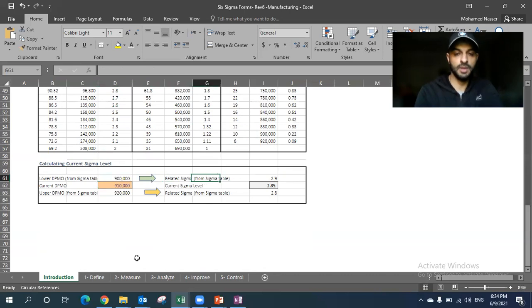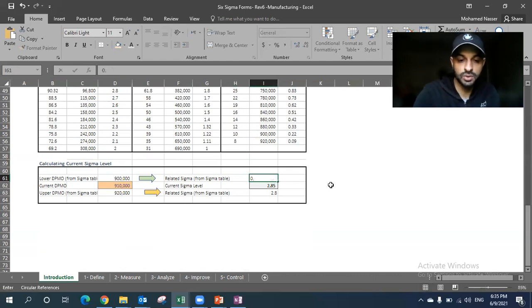And in the same method, you write here, for this 900, what is the Sigma level? So the Sigma level is 0.22, yeah? So we'll come here and write 0.22.